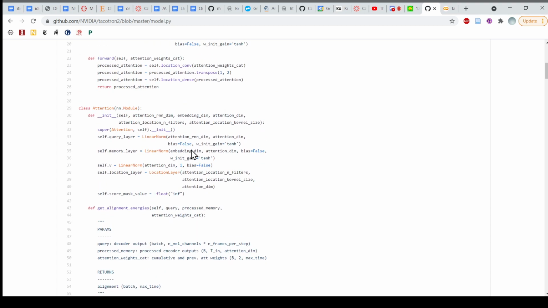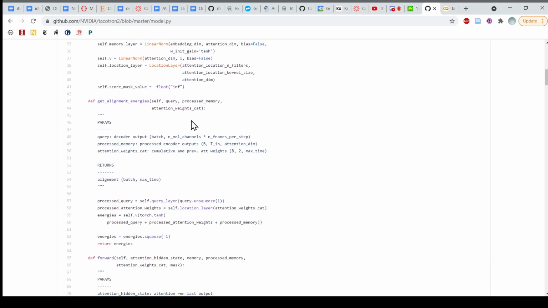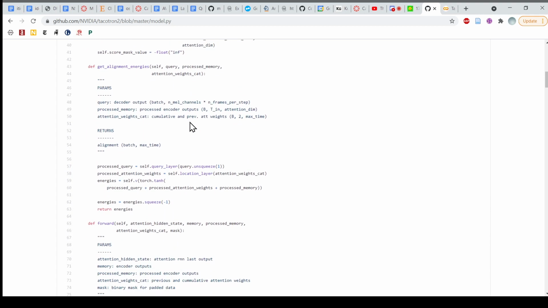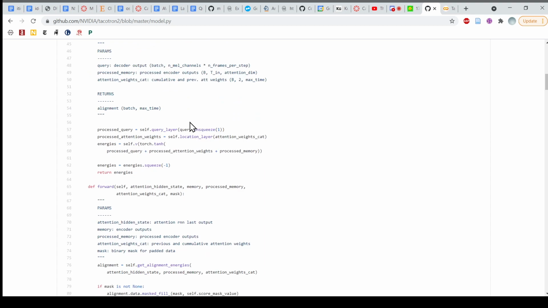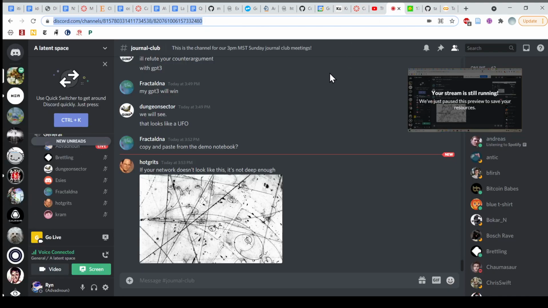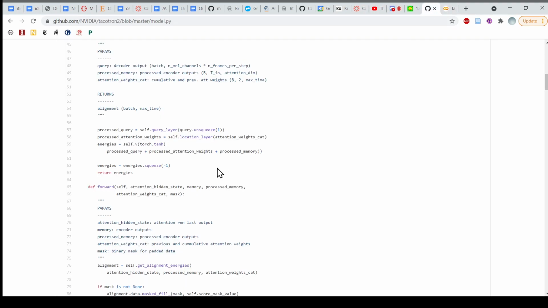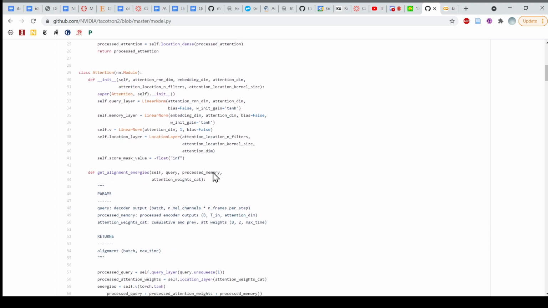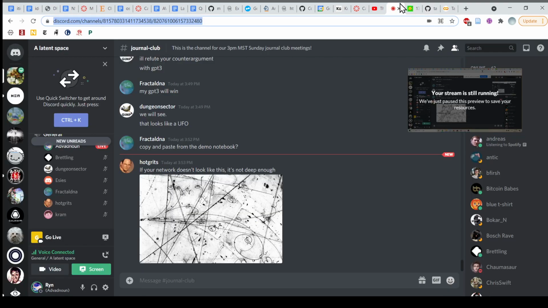Energies, good God. Alignment energies. Oh, this is what? This is just attention. God. Oh, we've got 5 minutes. Oh, wow. I really thought I'd maybe get the architecture down. But at least I initialized like three layers.